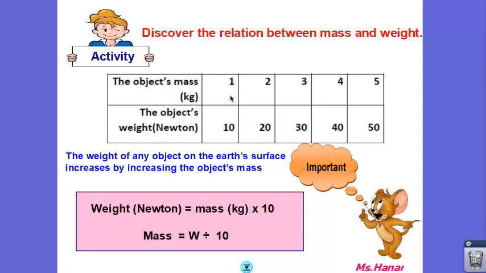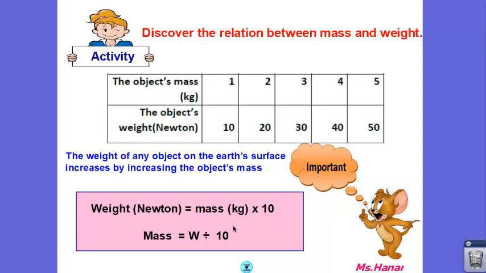In the table, what do you observe? We observe that when mass increases from 1 to 5, the weight also increases. Second observation, weight in each case equals mass times 10. So we discovered this relation, which is very important. Weight, which is measured by Newton, equals mass, which is measured by kilogram, times 10. Take care, mass must be in kilograms, not grams.